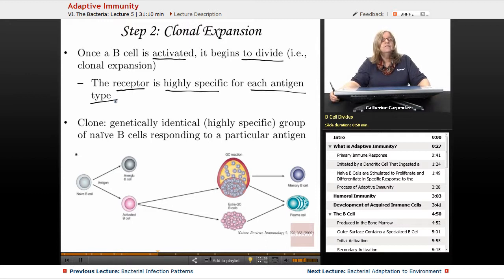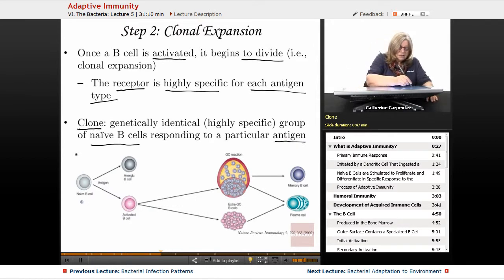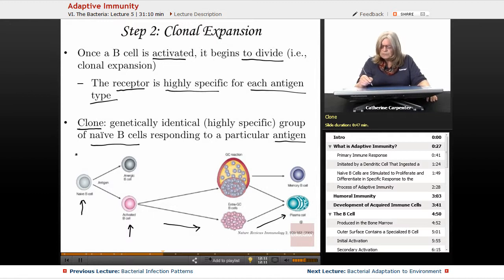So then we actually have very many antibodies and very many B cells that are all uniquely configured to that particular antigen shape. So a clone is actually a group of genetically identical naive B cells that have configured themselves to these particular antigens. So here we have a naive B, and then it differentiates, it becomes activated, and then it actually goes on through the developmental process and it becomes a plasma cell.